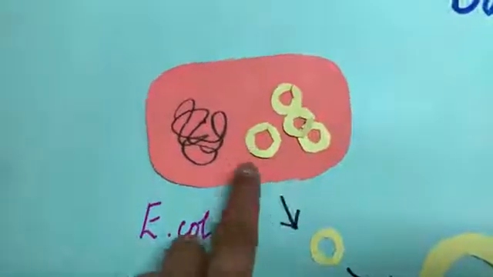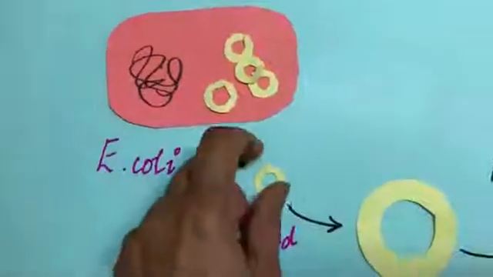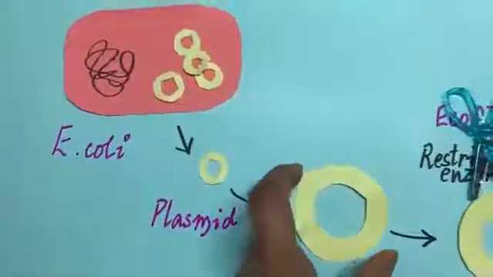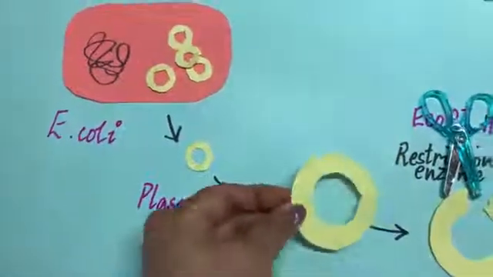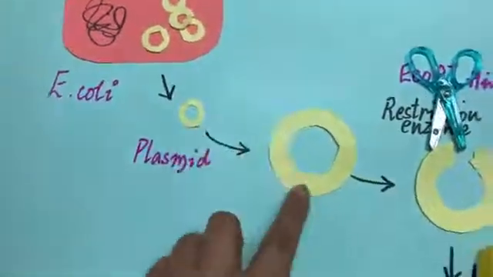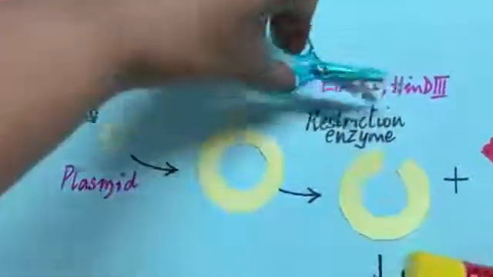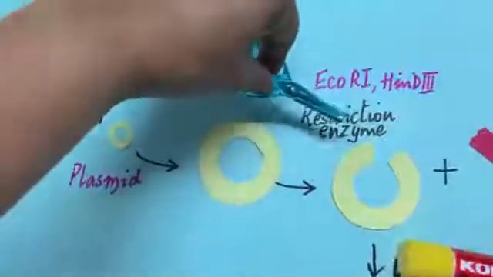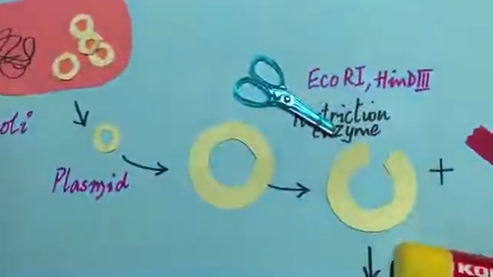So we isolate this plasmid, as you can see here, and this is just a presentation of the plasmid, shown as an enlarged plasmid. This plasmid is isolated and cut with enzymes, which are also known as molecular scissors. These are restriction enzymes, and you can see examples like EcoR1 and HindIII.